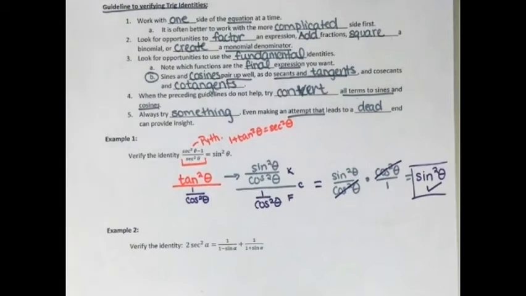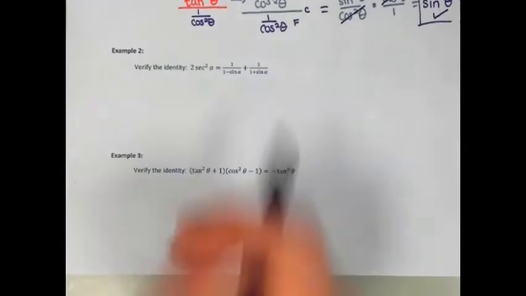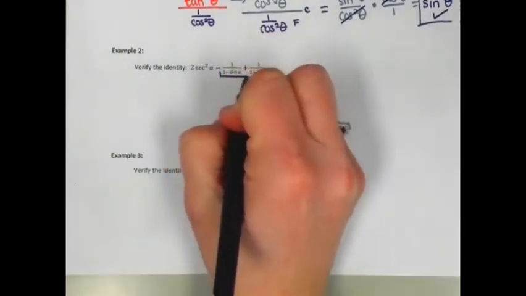Verify that 2 secant squared theta equals 1 over 1 minus sine theta plus 1 over 1 plus sine theta. Okay. Which one's more complicated? The right side. So let's work with the right side.